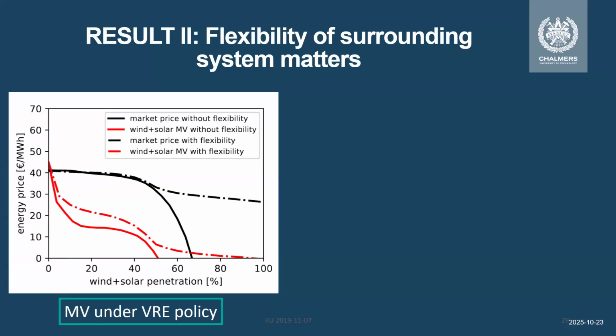Okay, so second result, which is kind of a side note that also others had shown before and also after, is that flexibility of the surrounding system matters. So if you have a VRE policy, a renewable portfolio standard or something like that, you still avoid some of the cannibalization as well as the electricity price decrease if there's more flexibility in the system. In this case, we added the possibility to invest in hydrogen, so long-term storage, batteries, and also more transmission. There's already transmission in this stylized model, but we added the possibility of investing more of it. So this model is a model of 5, 6 countries in Europe or something like that.